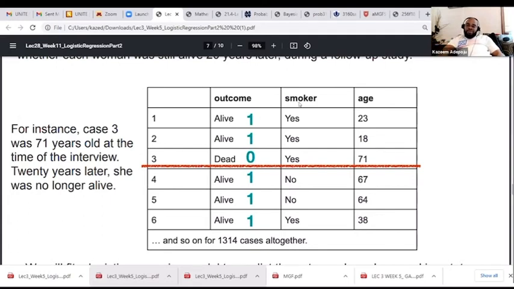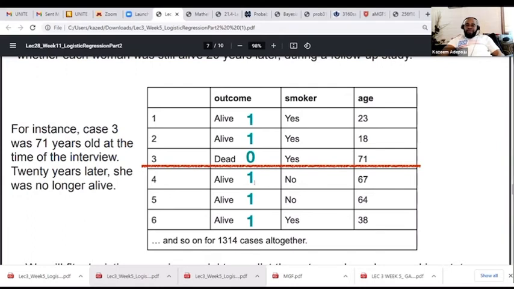And of course, if you take a look at this person, she is age 23. She smokes and is alive. Look at this person, age 18. She smokes and is alive. But look at this person, age 71. She smokes and is not alive. She's dead. So we have a lot of that.